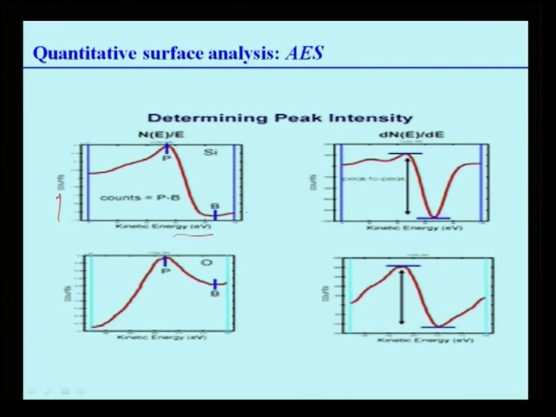As you see, this is the plot of silicon. The P and B are basically the peak and the background. So you have to consider the peak area this way. On the other hand, if you take dNe by dE versus kinetic energy, you get a much better peak. This is your peak area, correct? So that means it is better to use dNe by dE than Ne by E versus kinetic energy plot to determine the area under the peaks, so that quantification is much more precise.